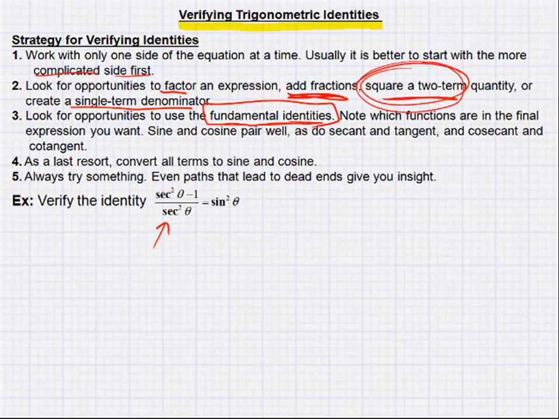So look for certain pairs that go together also. Sines and cosines work with the Pythagorean identity. Secant and tangent work with the Pythagorean identity. Cosecant and cotangent work with the Pythagorean identity.